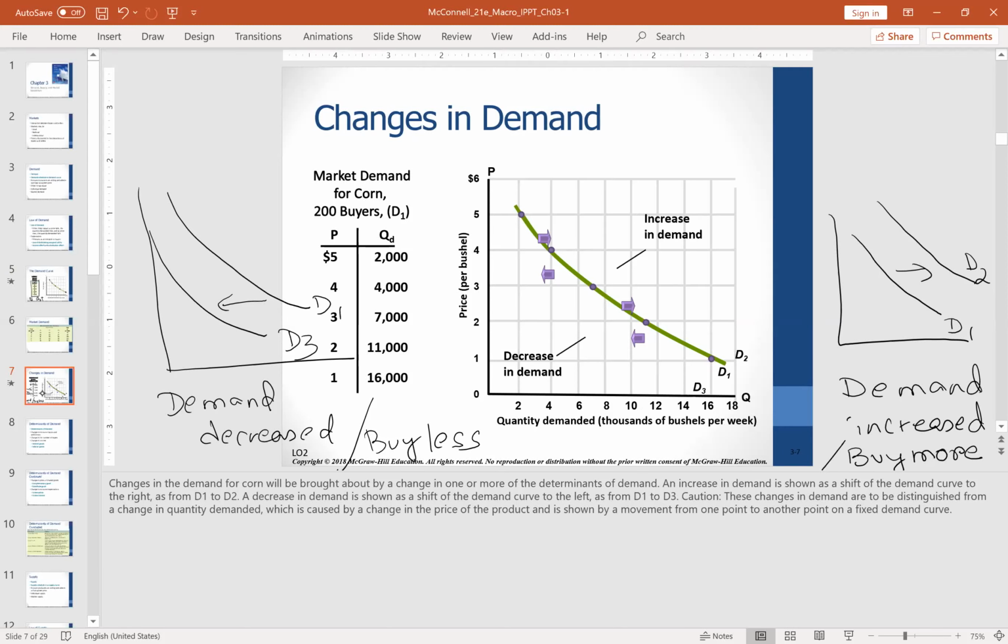Whether you are shifting the demand curve to the right or to the left, I do not use the word quantity in my sentence.